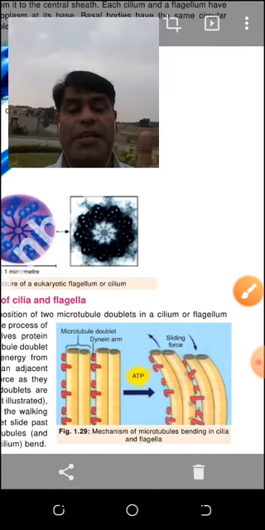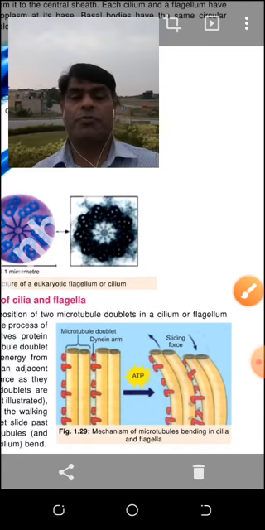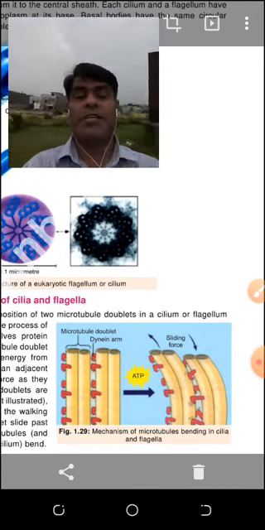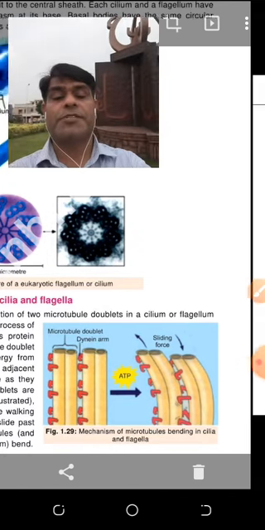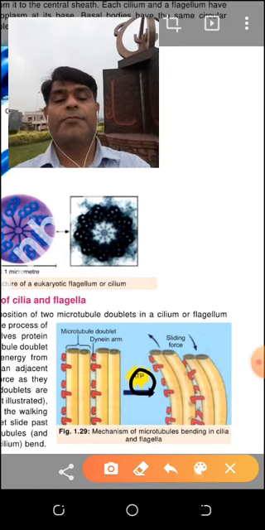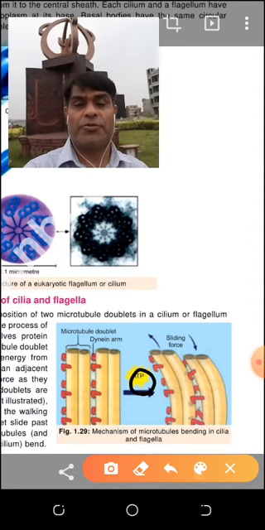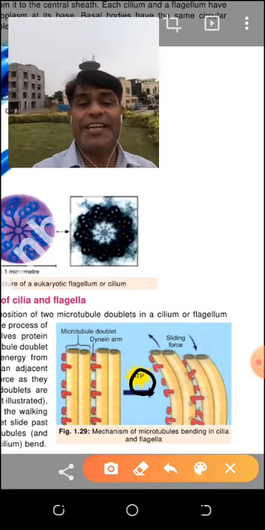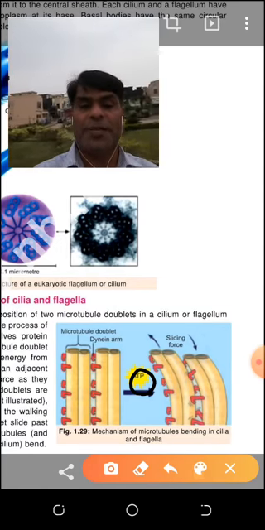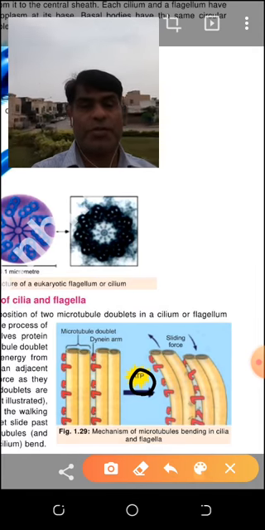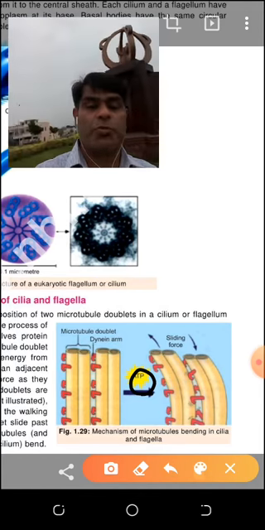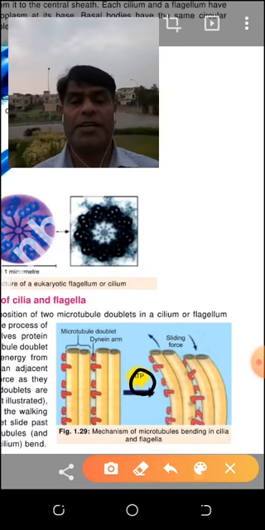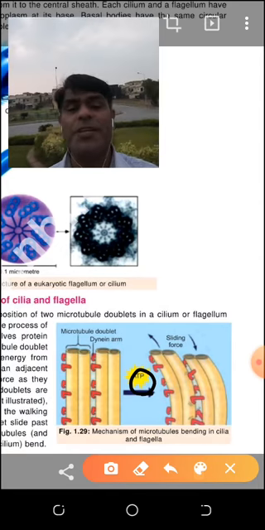Once again I will tell you, ATP is hydrolyzed. What is hydrolysis? When anything reacts with water, this is called hydrolysis. Where is ATP in the diagram? This is the ATP. So ATP will react with water, ADP will be formed, and inorganic phosphate will be formed. Do you remember how ATP gives energy?